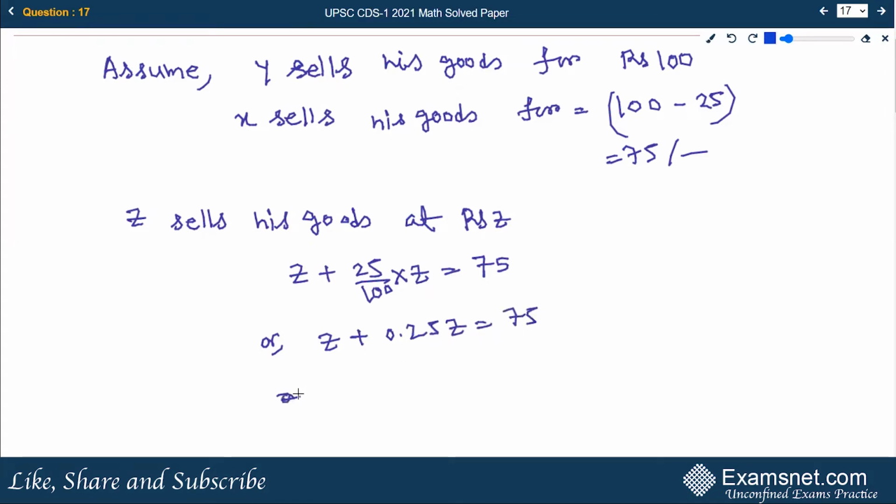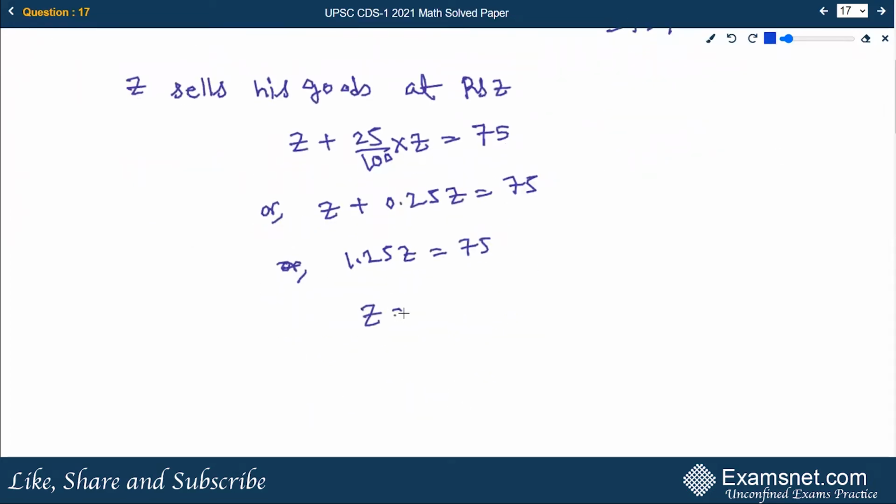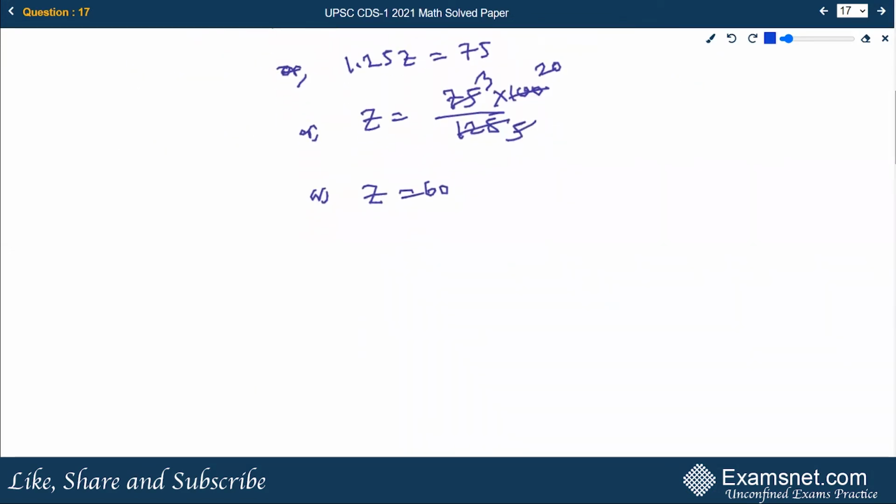So it will be 1.25 Z equals 75. The value of Z we will get here is 5, 3, 20, so 60. So Z sells his goods at rupees 60.